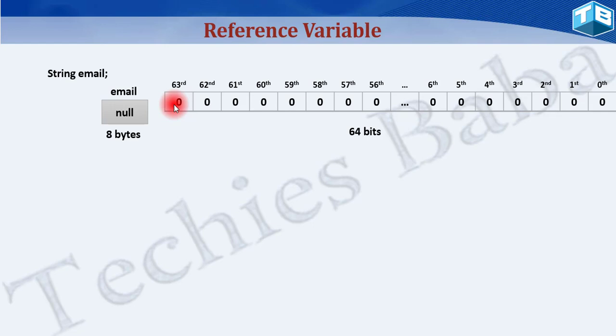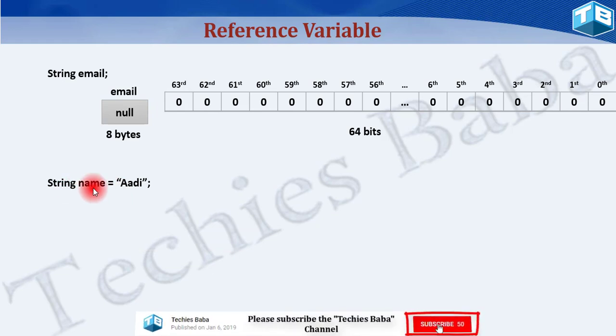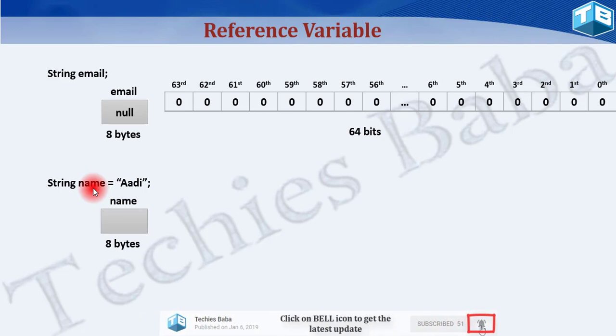Now what if you have some value? I am saying String name equal to Adi. In this case, we are going to allocate the memory. The memory size will be 8 bytes because of the reference type. The name of this memory block is name, and what does it hold? If we remember, in the case of a reference, it does not hold the actual value.